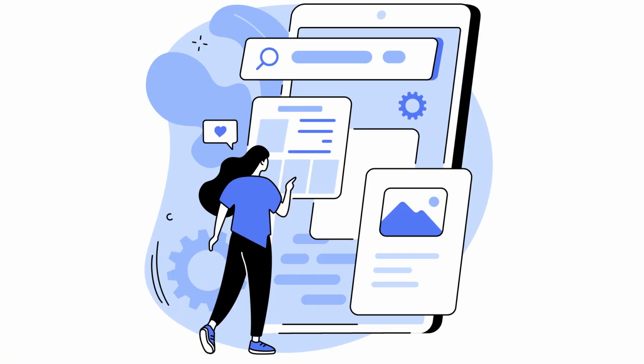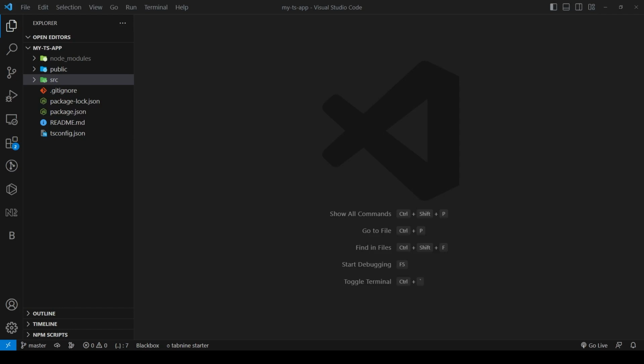React components are the building blocks of a React application. They are reusable and self-contained pieces of code that encapsulate the logic and rendering of a part of the user interface. Components allow you to break down your UI into small, modular, and manageable parts, making it easier to develop and maintain complex applications. Let me show you how you can create a simple React component.